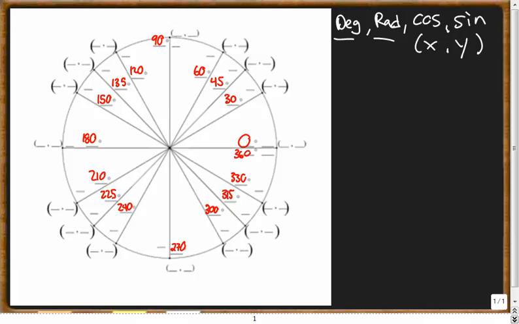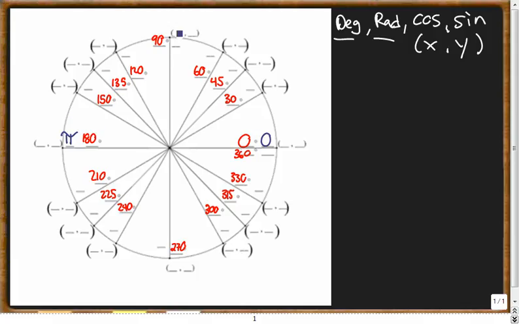Now, when it comes to radians, instead of breaking these into little chunks of 90, we break these into chunks of pi. Okay, so pi is the same thing as 180 degrees. And 0 is the same thing as 0. Radians, pi is the same thing as 180. So we're breaking this into chunks.